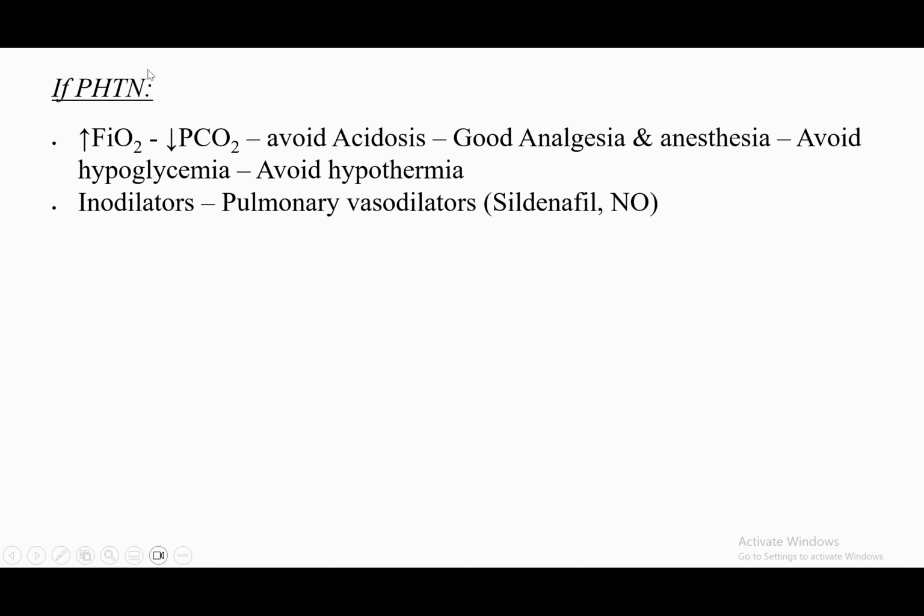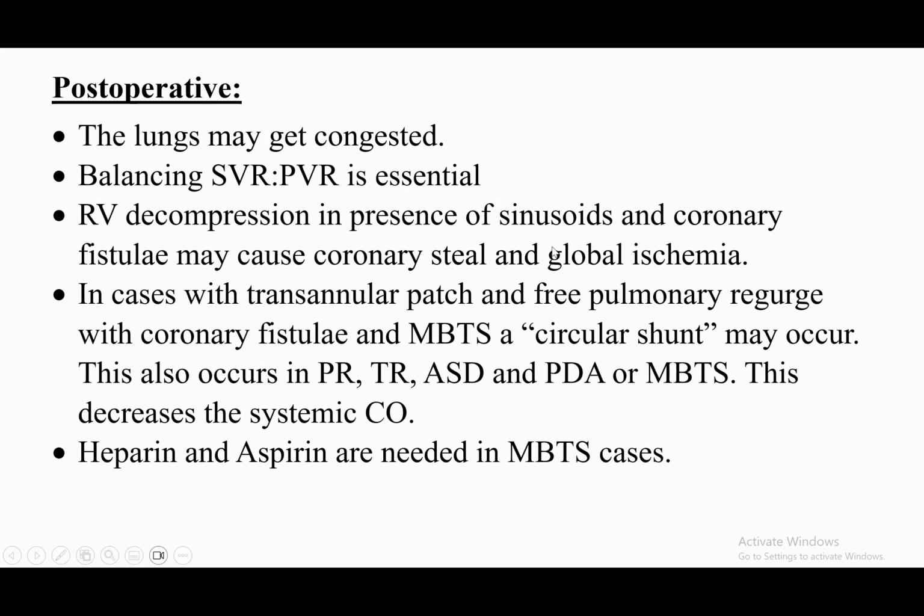If the patient develops pulmonary hypertension, increase FiO2, decrease PCO2, avoid acidosis, good anesthesia, avoid hypoglycemia, avoid hypothermia or any source of stress, inodilators and pulmonary vasodilators like sildenafil and nitric oxide inhalation. Post-operatively, the lungs may get congested. We should balance the systemic and pulmonary vascular resistance. RV decompression in the presence of sinusoids and coronary fistulae may cause coronary steal and global ischemia.